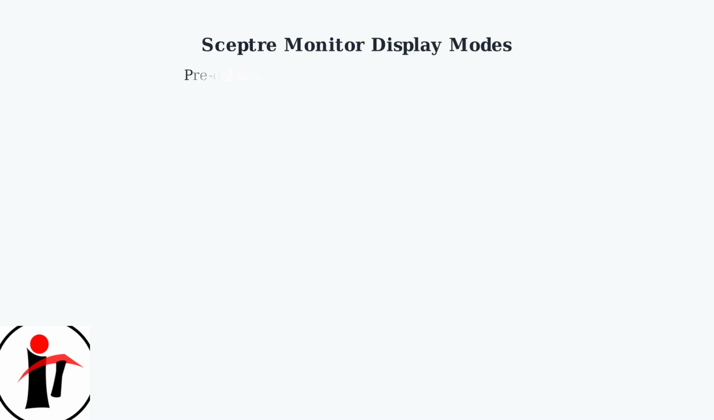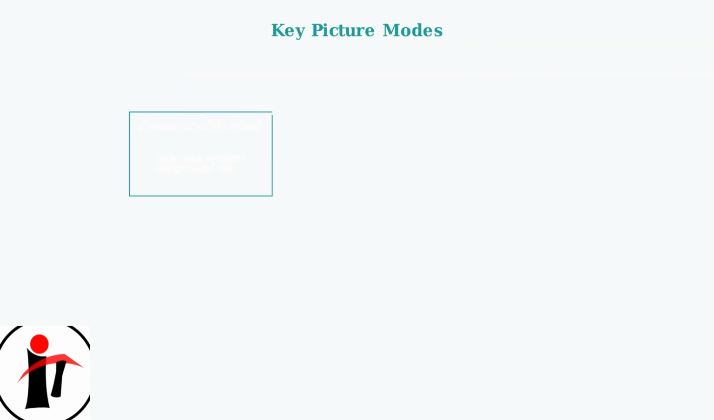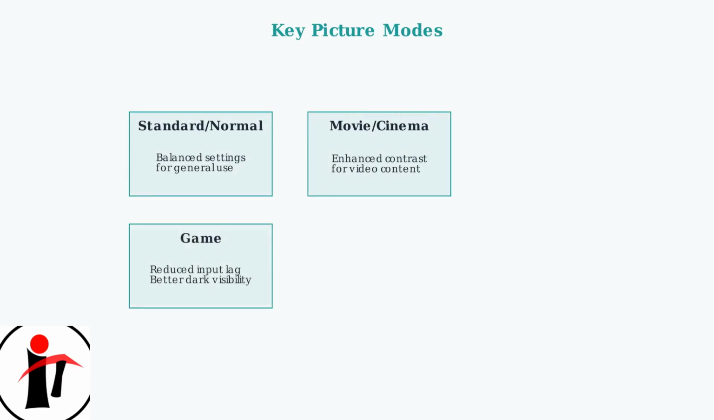Sceptre monitors offer various display modes to optimize your viewing experience for different tasks. These modes are pre-calibrated settings designed for specific uses like gaming, watching movies, or general work. Key picture modes include standard or normal for balanced use, movie or cinema for enhanced contrast in videos, game for reduced input lag and better visibility in dark areas, and text for sharper document reading.